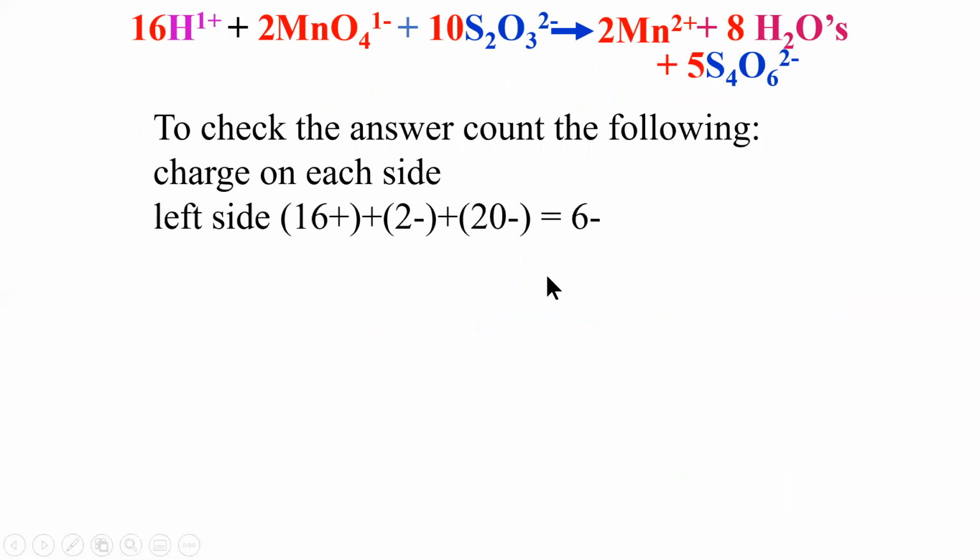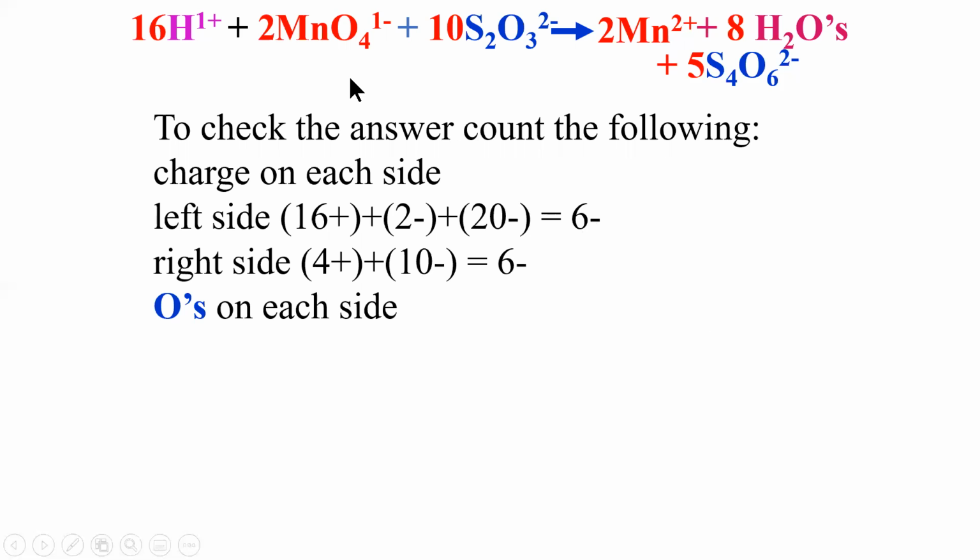And we're going to count everything. So the charge, typically, if it's not balanced properly, charges will reveal that it isn't. So when I look at 16 positives, and I have 2 negatives here, 20 negatives here, 22 negatives, and 16 positives give us a total charge of 6 minus on the left. Well, let's look at the right. On the right, we're going to get 4 positives. We're going to get 10 negatives. 4 positives and 10 negatives gives us 6 minus on the right. The charge is balanced.